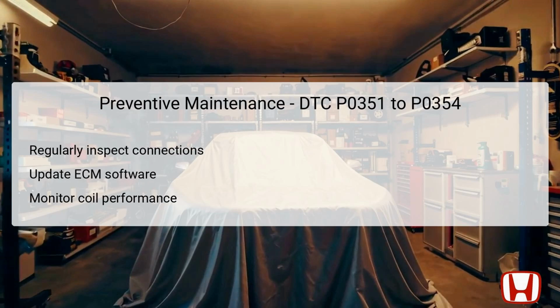Preventive maintenance is critical to ensuring the longevity and reliability of the ignition system in the Honda Civic. Regular inspections of the ignition coil connections and wiring help identify issues before they escalate into significant problems, enabling timely repairs and continuity of operation.